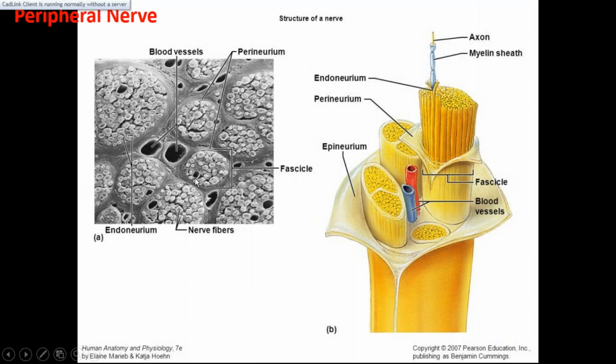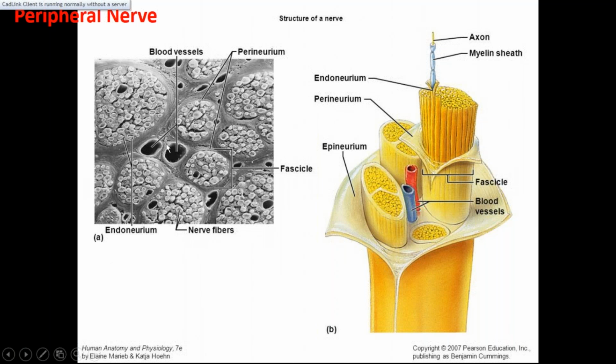So let's look at the anatomy of the nerve, internal architecture of the nerve. There are three connective tissue layers. The outer connective tissue layer in the nerve is epineurium. Inside the epineurium, we have nerve fascicles, and they are covered by another connective tissue layer, perineurium. And inside the perineurium, we have individual axons lined by endoneurium. So from inside out, we have endoneurium, perineurium, and epineurium.